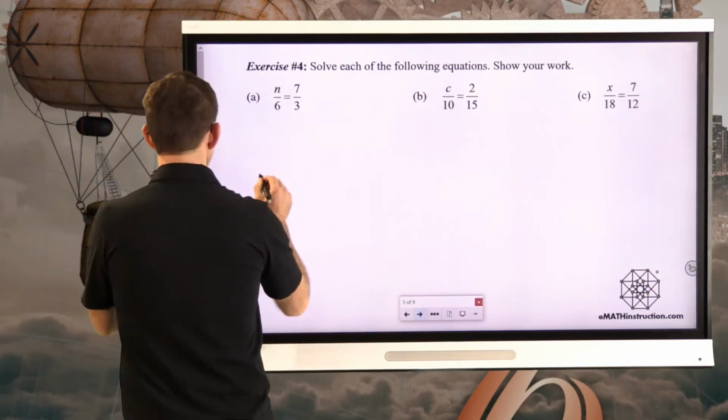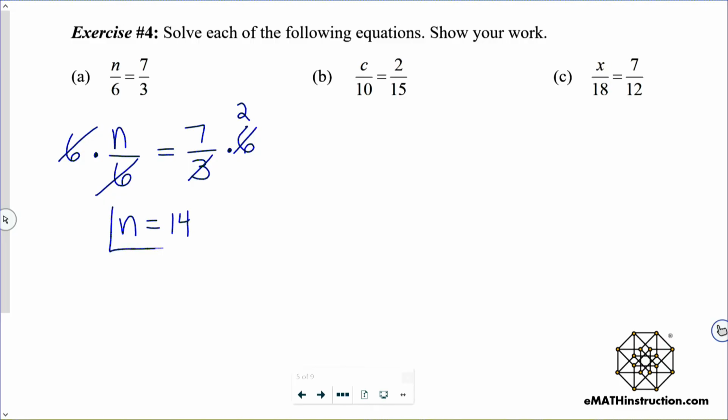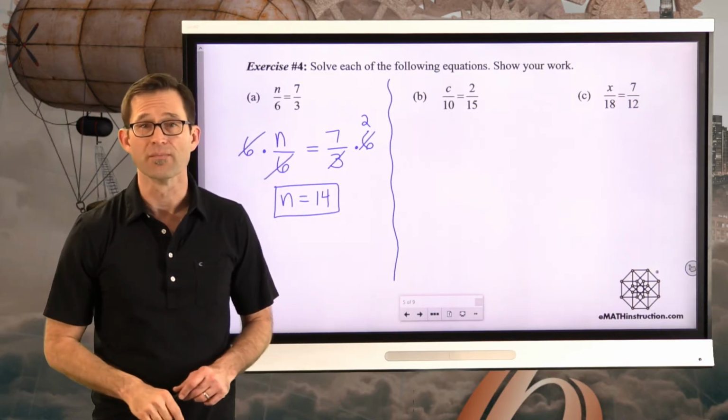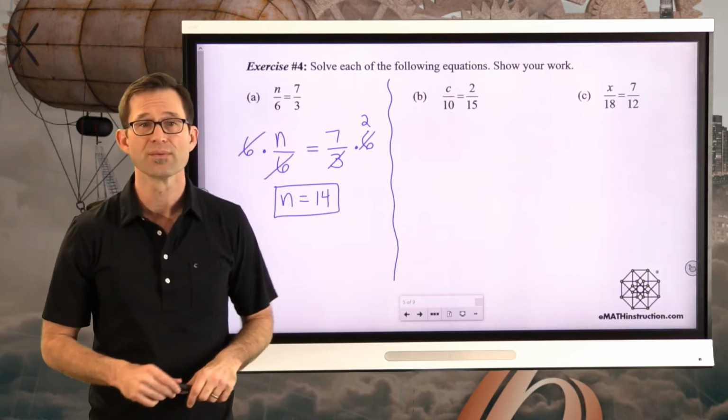So, for instance, if we've got n divided by 6 is equal to 7/3, I need to multiply both sides by 6. Those 6's cancel. I now need to find 7/3 of 6, so I could do a cross cancellation there. 7 times 2 is 14, and n is 14. So that's actually quite nice and quite similar to what we did in the last lesson. Why don't you take a moment and solve b and c for their variables.